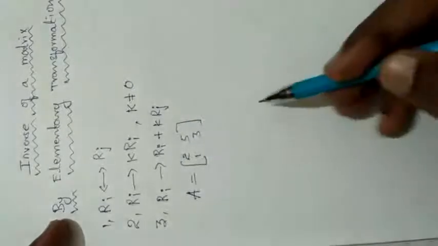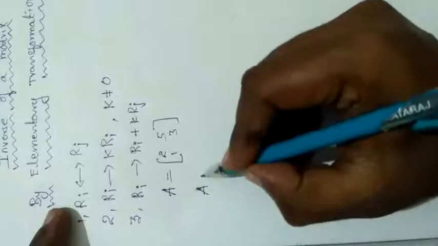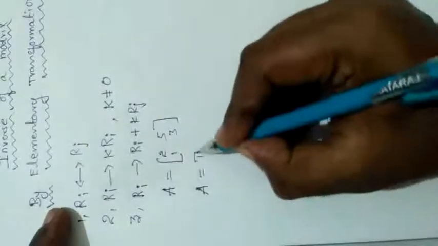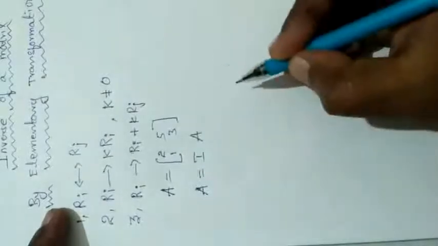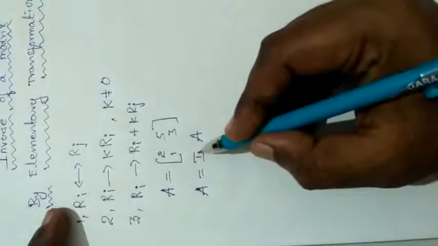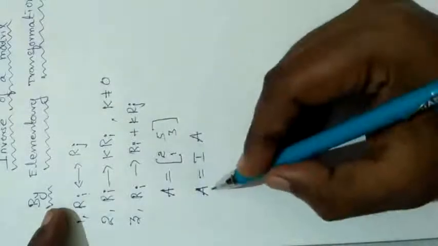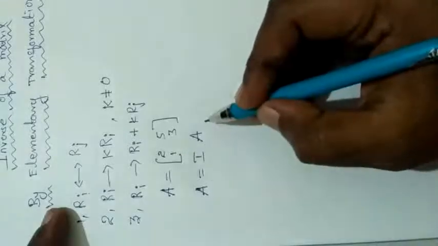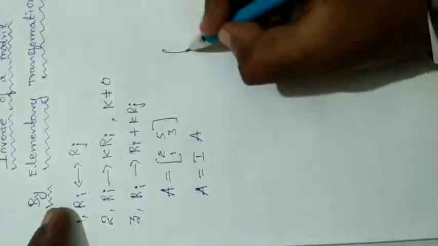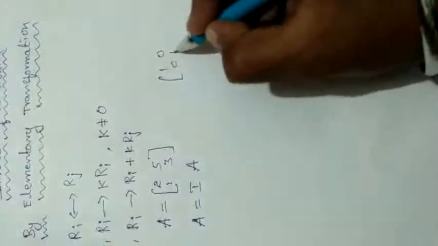Fine. Now you see the given matrix, you can write it as A is equal to IA. Because any matrix if you multiply with I, you are going to get the same thing. So you can write any matrix as A is equal to IA. For example, you can see this example. 1 0, 0 1 is the identity matrix, and this matrix with 1 1, 5 1.